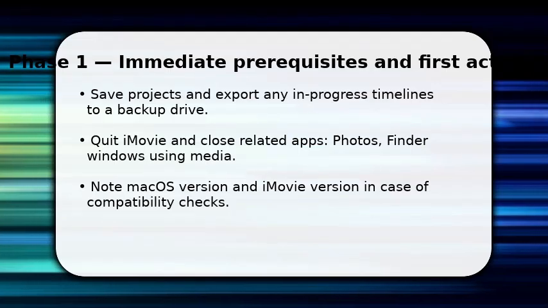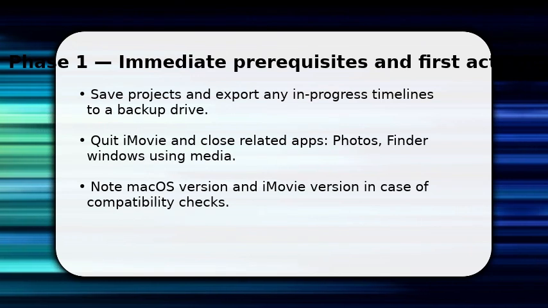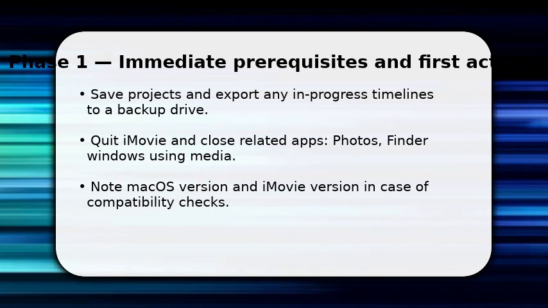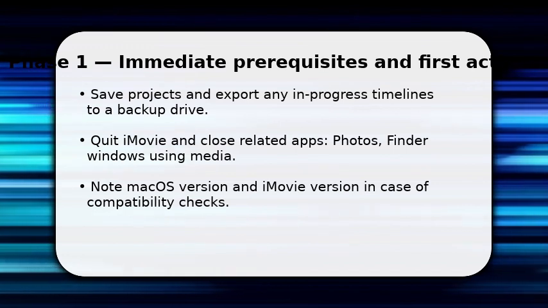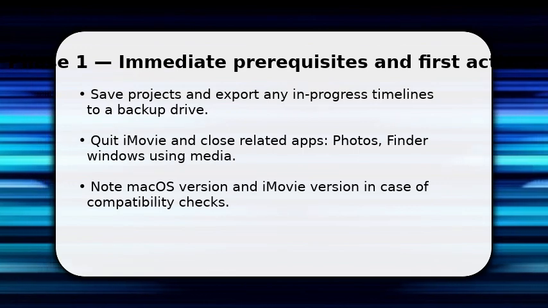You start by saving and exporting. Do that now so nothing is lost. Once done, quit iMovie and any apps accessing the media. This prevents file locks. Make sure you note your Mac OS and iMovie versions because reset steps vary slightly between releases. You'll also check that your backup is accessible. If it isn't, pause and connect the drive. This first bit protects projects and prepares your system for deeper resets without unexpected data loss.